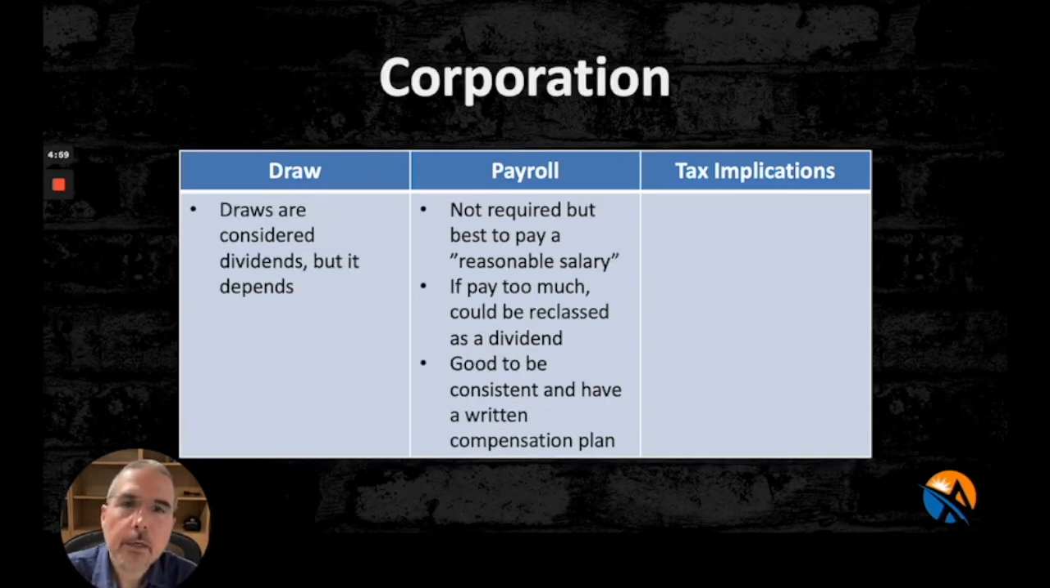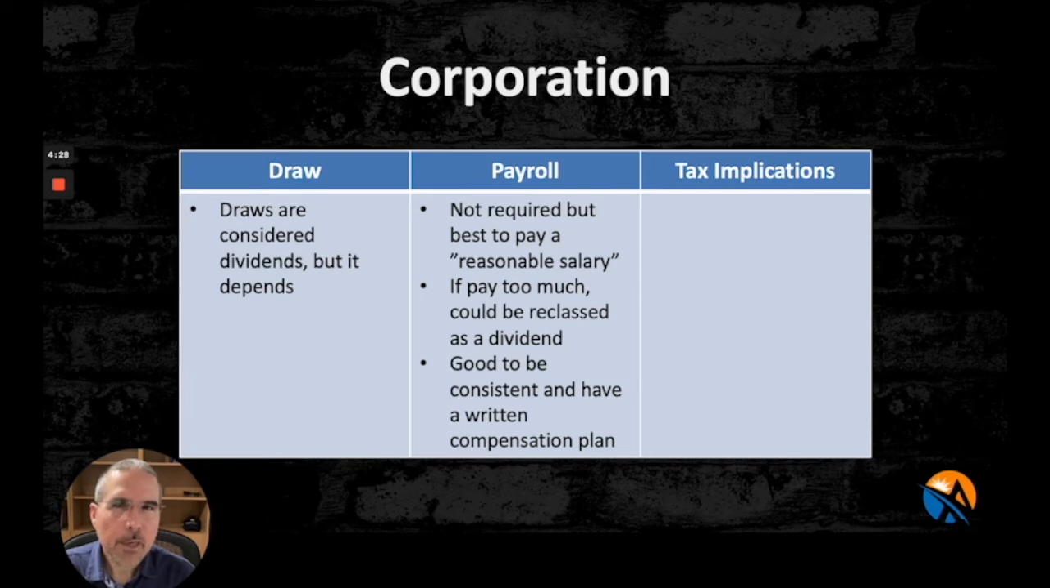So let's talk about a corporation, and here is where things kind of change a bit, because a draw is really not a draw, it's really considered a dividend. And here is where things change from a standpoint of what's considered double taxation. So let's start first with the payroll. In payroll, you're not required to pay yourself a reasonable salary, but a lot of times in corporations, owners will pay themselves a large amount of salary so as to avoid the double tax when you do a dividend.